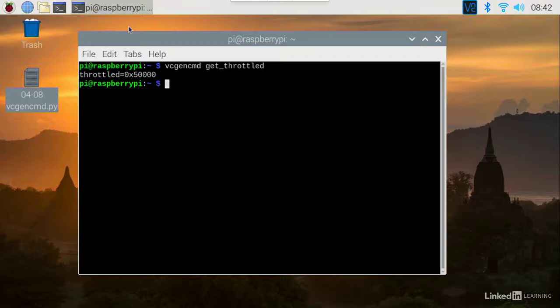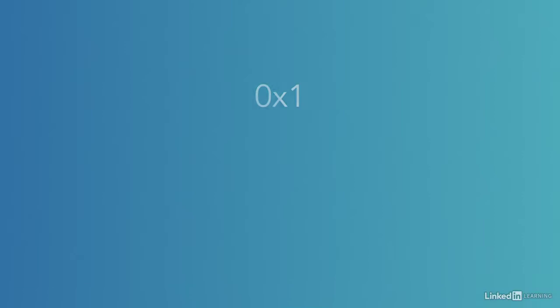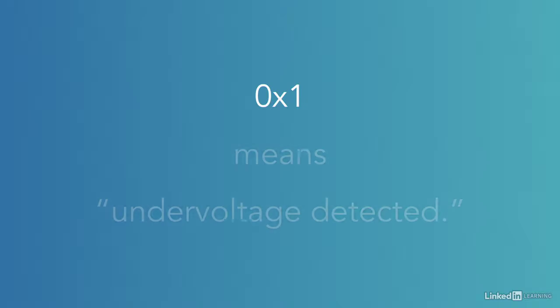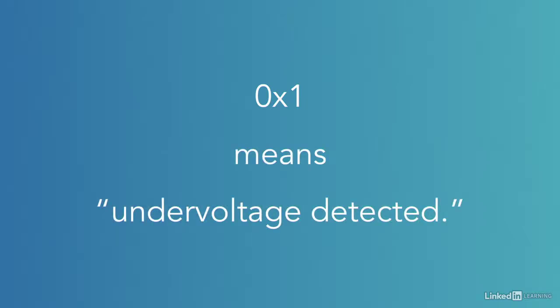In this case, we're looking at throttled equals 0x50000. This is a hex number. It's actually a hex representation of a collection of 1-bit flags. If only the first flag is on, the hex number would be 0x1. That would indicate an undervoltage is detected.